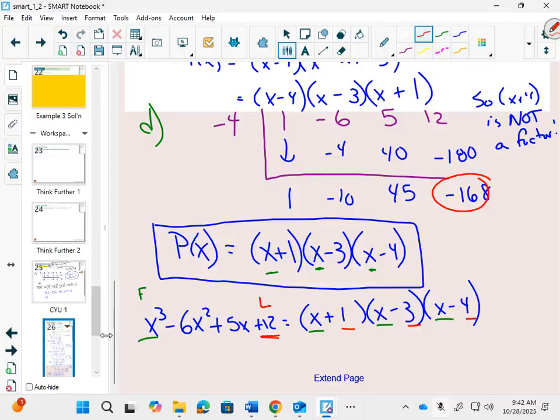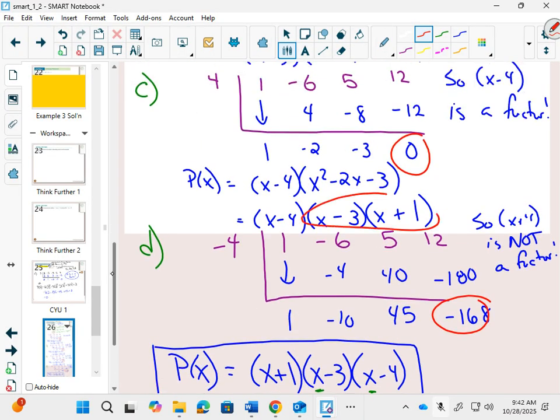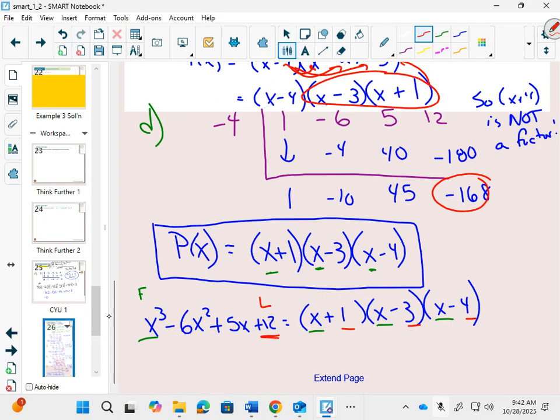And usually when you're multiplying these things, first you choose two of them and get this. And then you would distribute all of these things afterwards, right? To get your final answer. But the last ones make the 12. The first ones make your x cubed.